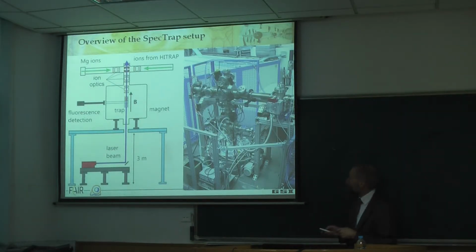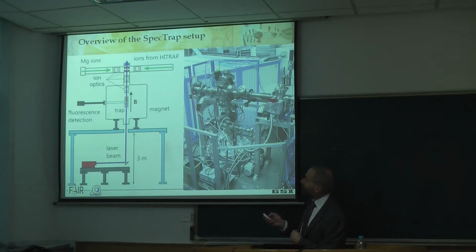So this is the SPECTRAP setup. It's basically a Penning trap in a magnet here, and then a laser beam that goes through the trap, a detector over here, and then ions will come in either from the HITRAP beam line or from the EBIT this way, or they could come from a local source.